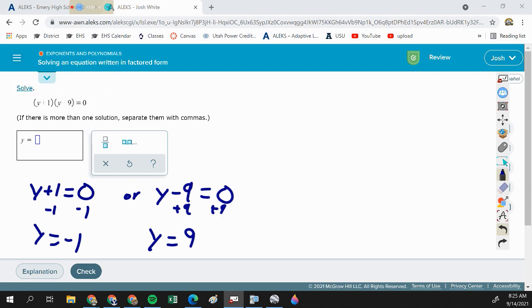Well, watch what happens when I plug in -1. I get a 0 there, and I get -10 there, and 0 times -10 is 0. If I plug in 9, I get 10 times 0, which is 0. Okay?